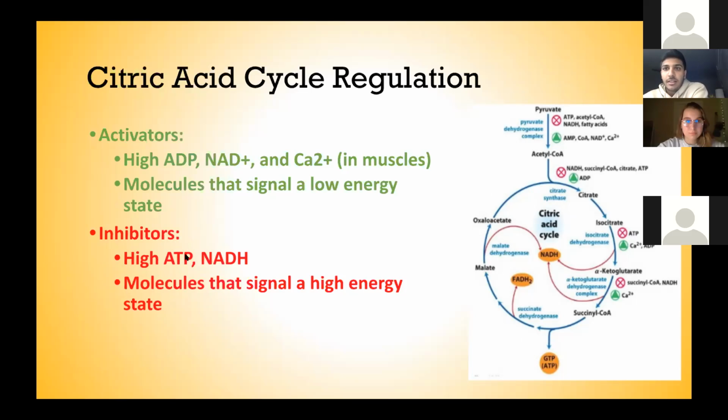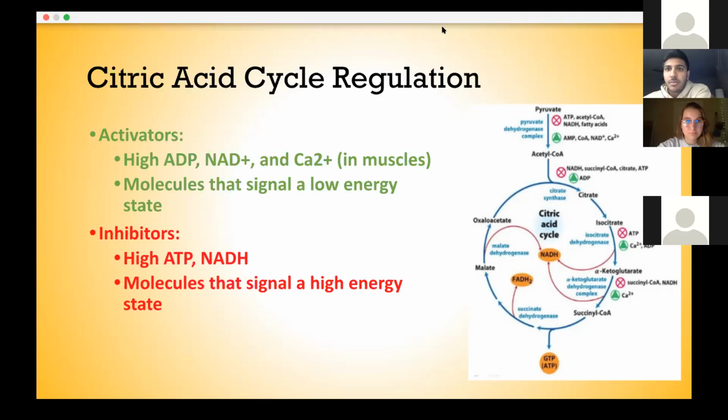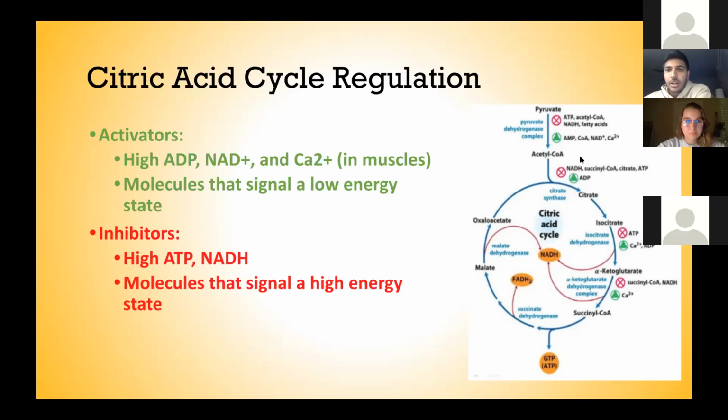There's no point in making more energy again, right? And so typically your activators are going to be those low energy molecules like ADP, NAD+, and then also calcium. So calcium, what's important is that you should know which enzymes are going to be regulated by calcium.